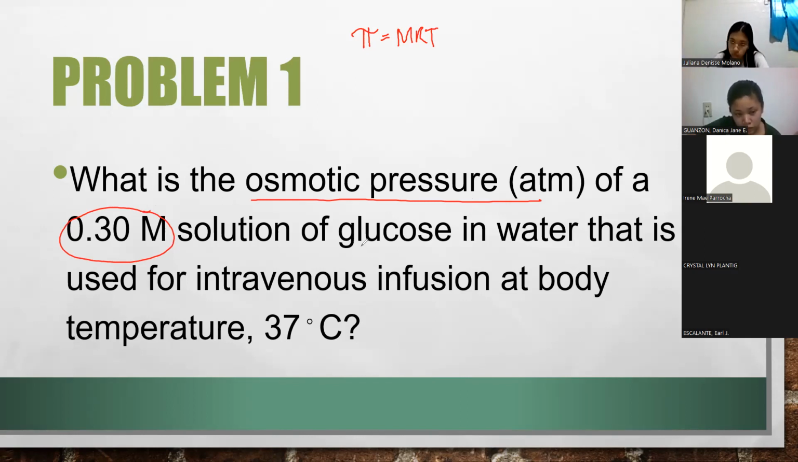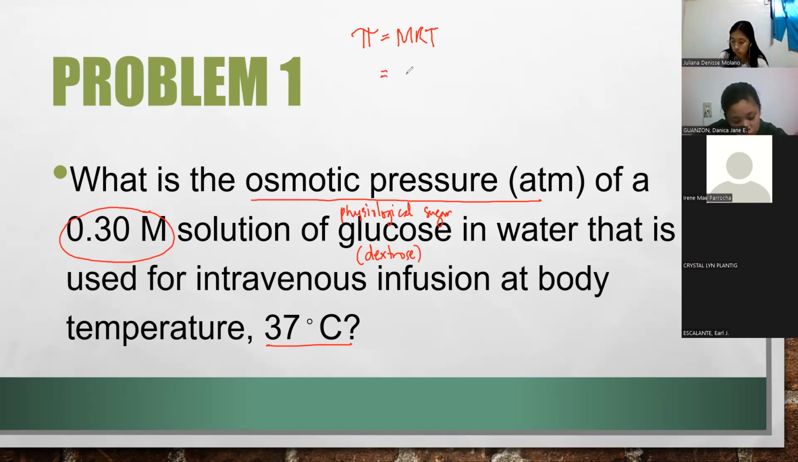Wait lang, internet connection is unstable. By the way, class, glucose is our physiological sugar, right? Physiological sugar. So this is our sugar in the body or sugar in the blood. Other name for glucose is dextrose. Okay, so if like you are admitted in the hospital and you are given dextrose, it means you are given glucose, which is our physiological sugar. So this one is being prepared, dextrose or glucose in water to be injected intravenously, okay? Or to be infused intravenously. So body temperature, this is 37 degrees Celsius.